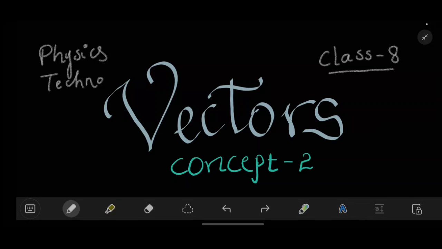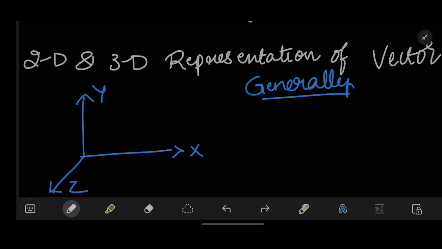In this video, we are looking at the topic vectors, concept 2, class 8 physics techno. Let's begin. This concept is about 2D and 3D representation of a vector and resolution of vector. First, we will look at the topic 2D and 3D representation of a vector.